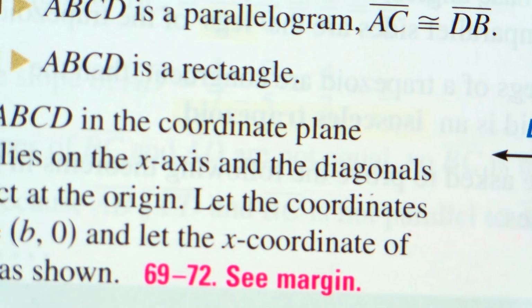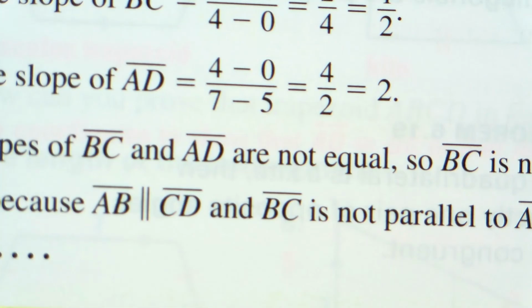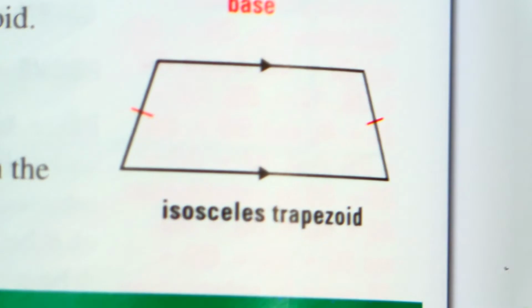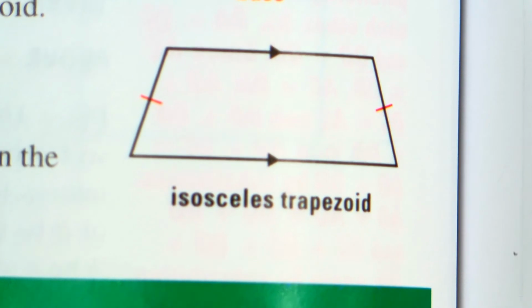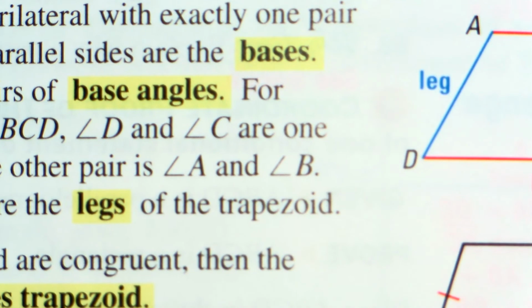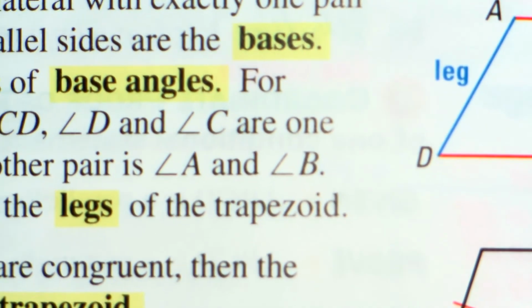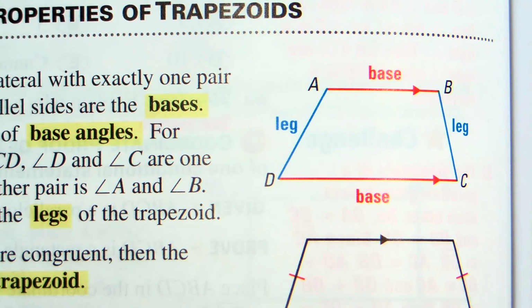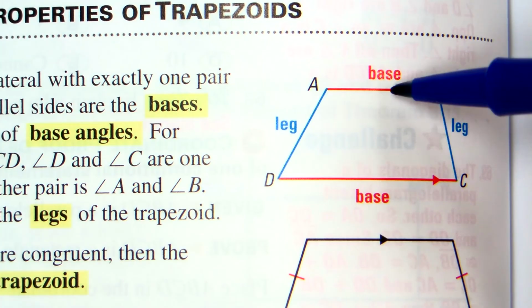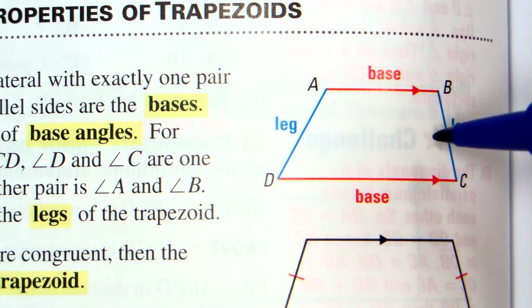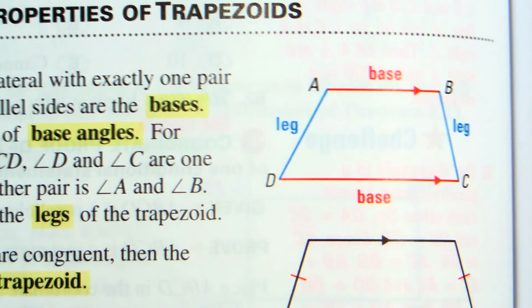Okay. The last two special figures or polygons are the trapezoid and the kite. Now, a trapezoid is a special shape in that it has several things going on. It has bases, sides, and then it has legs. Also, if the legs of a trapezoid are congruent, we have what's called an isosceles trapezoid.